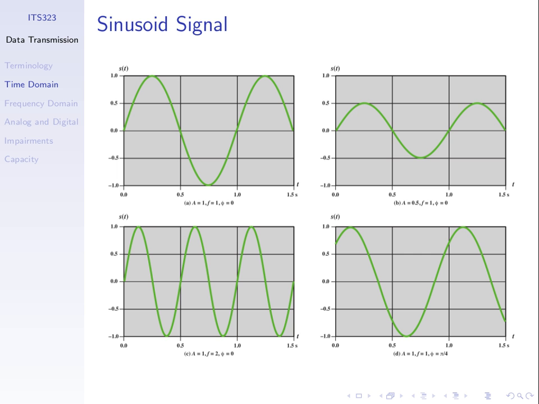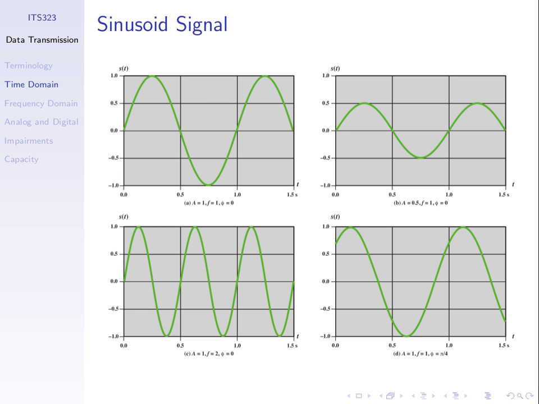Last one, we change the phase. Sine 2 pi t plus a phase, in this case, of pi divided by 4 radians. Pi over 4, measured in radians. Same peak amplitude as signal A, same frequency and period as signal A, the first one.